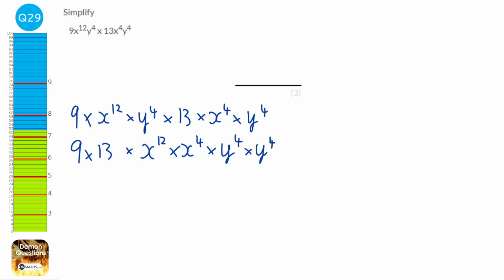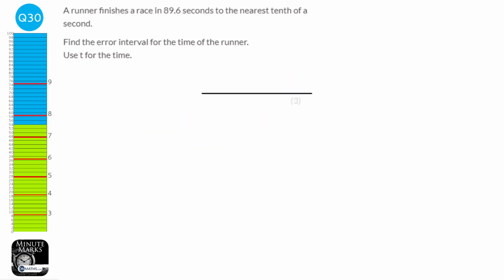So, first thing to do is 9 times 13, which is just 117. Then we've got x to the power of 12 times x to the power 4. Now we know when we multiply 2 powers of the same base, and the base is x on both of those, we just add the powers. So it's 12 plus 4, which is 16. So it'll be x to the power of 16. And then y to the power 4 times y to the power 4, we just add them together, so it's y to the power of 8.